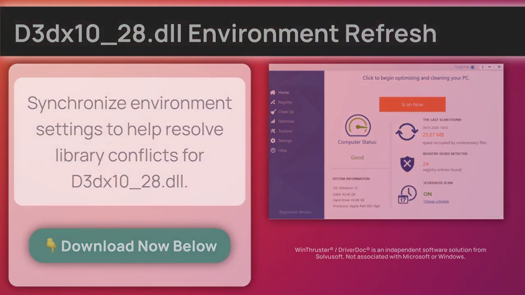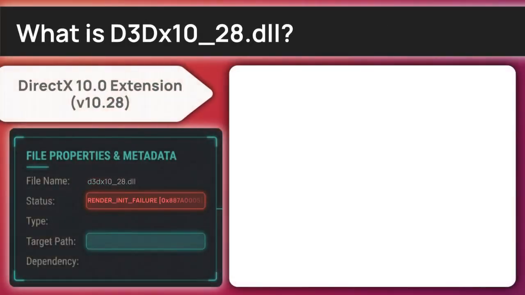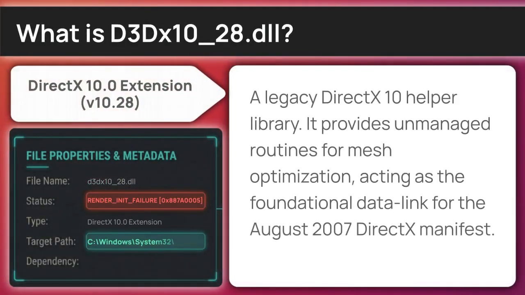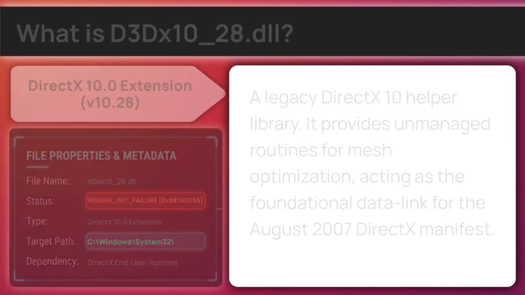This is the DirectX 10, Update 28, a legacy DirectX 10 helper library. It provides unmanaged routines for mesh optimization, acting as the foundational data link for the August 2007 DirectX manifest. Since we've identified what's missing, let's try the official recovery method.